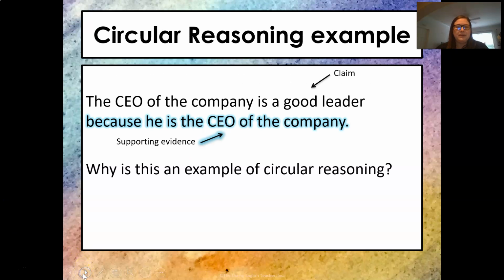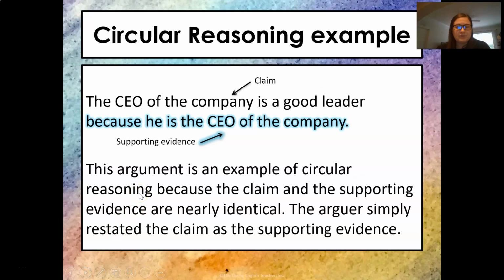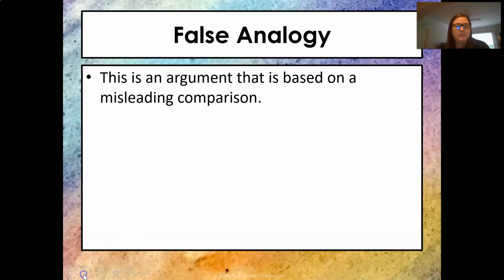Here's an example. The CEO of the company is a good leader because he is the CEO of the company. This is an example of circular reasoning because we're saying the CEO of the company is a good leader, and then instead of giving evidence for why he's a good leader, like the traits that make him a good leader, we're saying because he is the CEO of the company. But that is the start of our claim here. So it's going around in a circle instead of proving why he is a good leader.